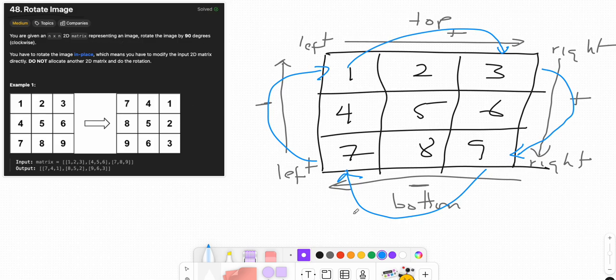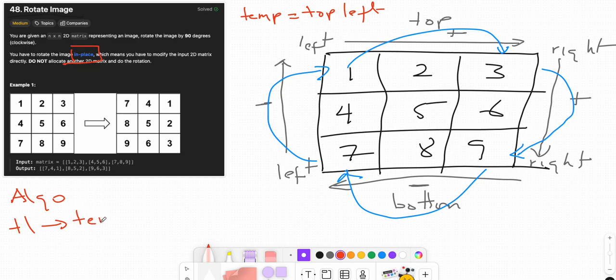But the question says to solve in place, which means you cannot assign the matrix to another variable. So we create a temp variable. We pick the first one, the top left, store it, then 7, 9 and 3 in the other corners, and then we use the temp variable.